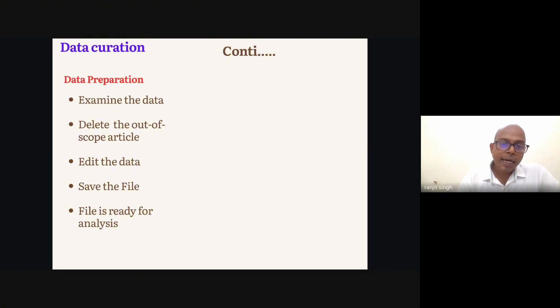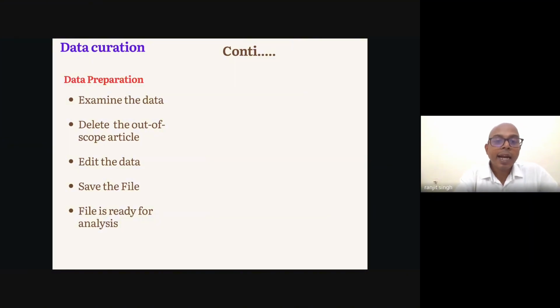You can read the abstract, you can read the title. If you see that the number 3 article is not relevant to the scope of the study, you can delete that article directly from the JabRef without changing the file format, because once you delete, it will automatically set the BibTeX format. There will be no issue with the databases.